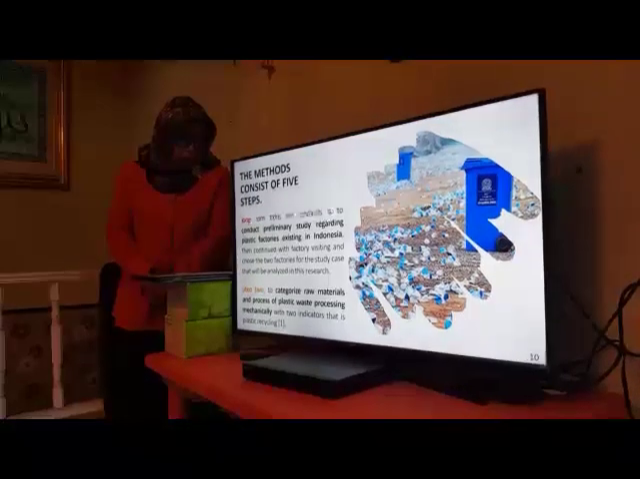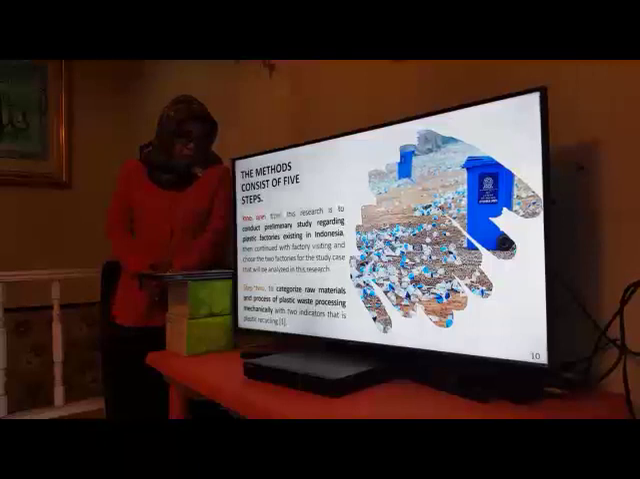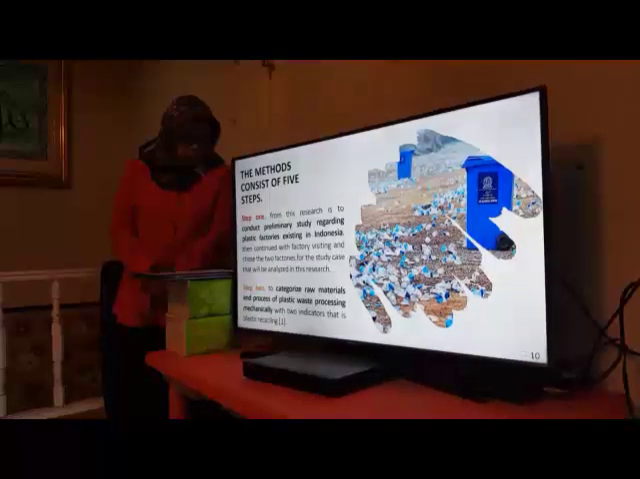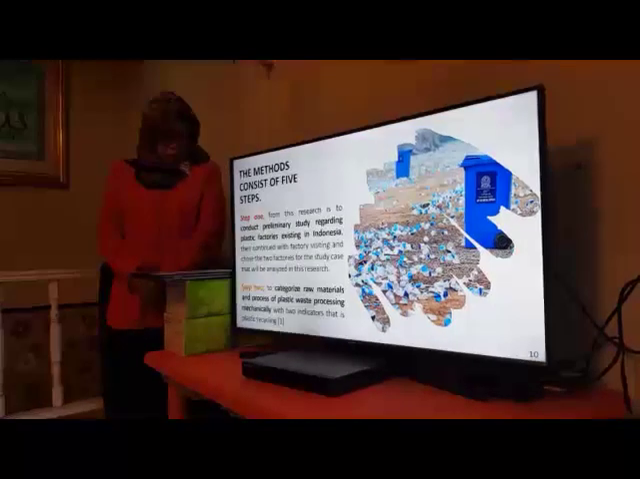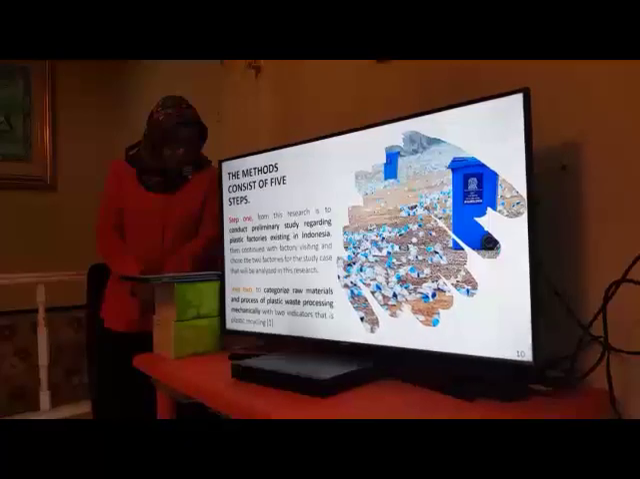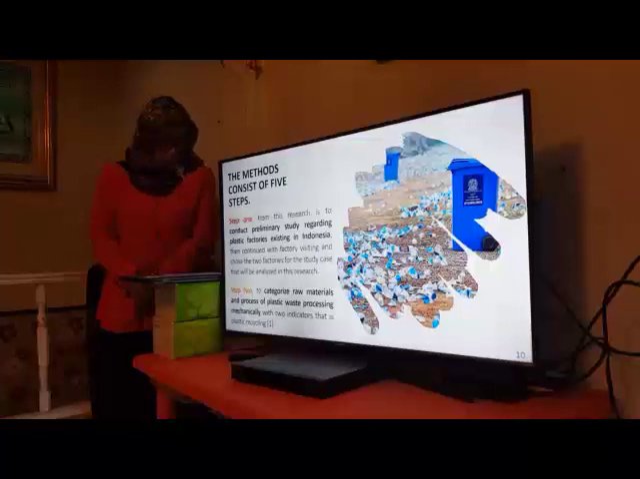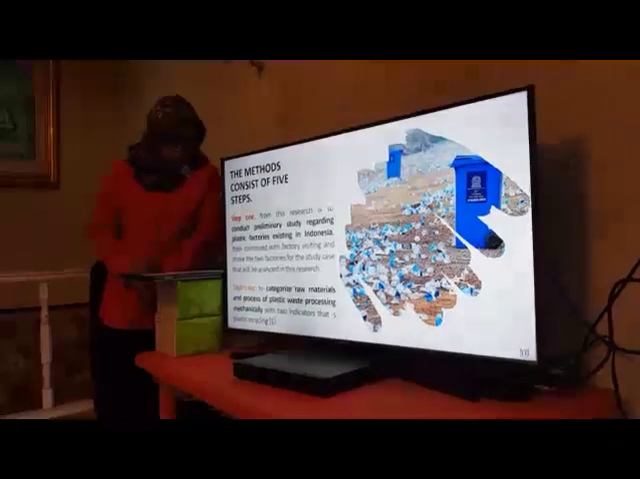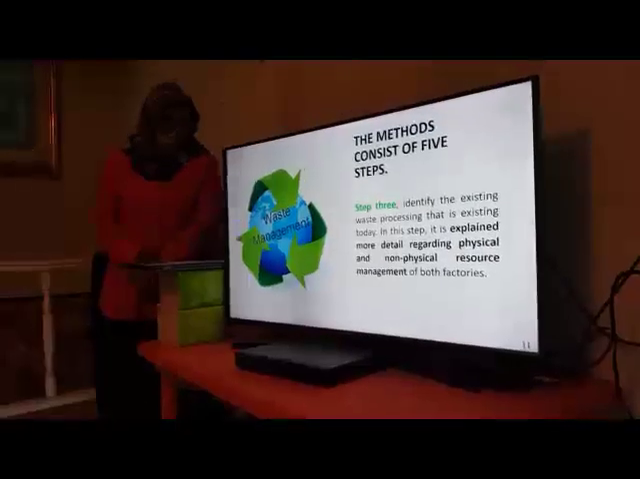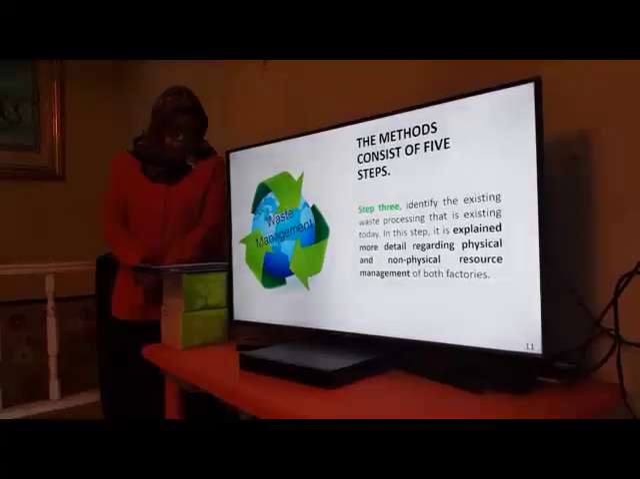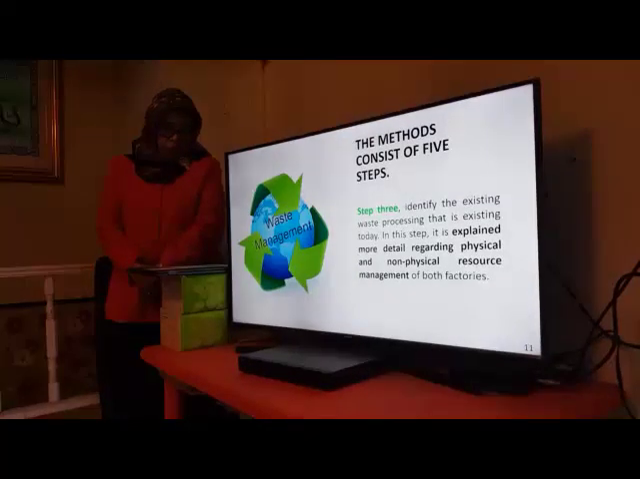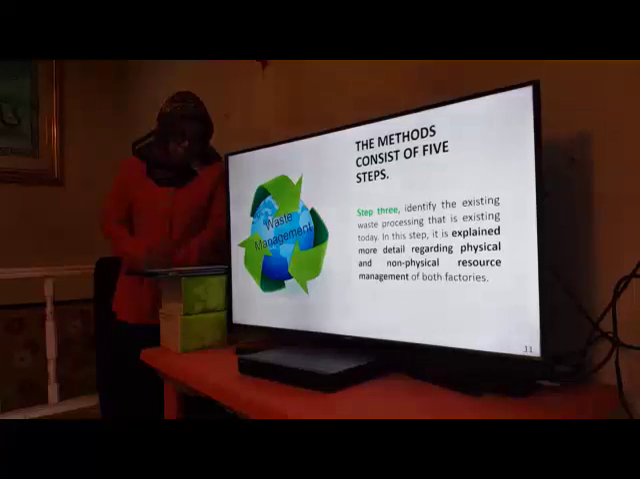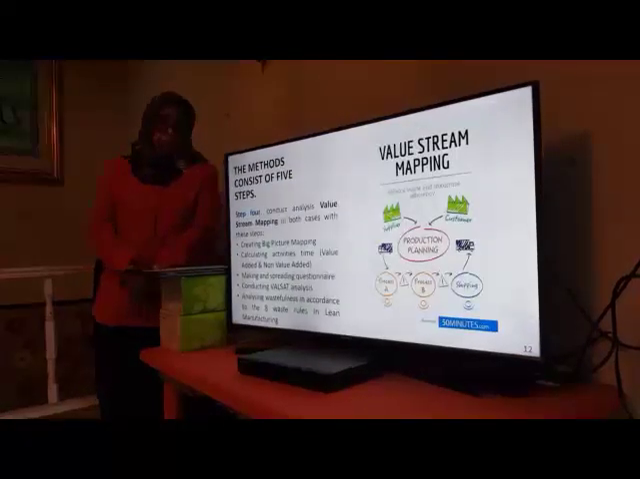First, we conducted a community study regarding plastic factories existing in Indonesia. Then we visited the factories and analyzed them for this research. Step 2, we categorize the raw material and the process of mechanical plastic waste processing. Step 3, identify the existing waste processing today and explain in more detail the physical and non-physical resource management. Step 4, conduct the value stream mapping.